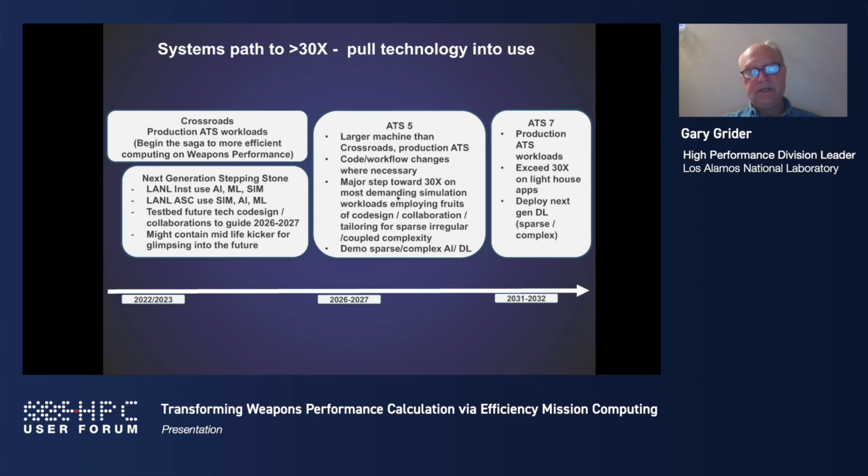Then of course there's ATS 5 and ATS 7 and larger machines that we would do, and we would hopefully do them based on what we learned from Crossroads, based on this tailoring that we're working on to try to move towards that 30x, and we'll try to demo much better efficiency with this machine and hopefully exceed the 30x by ATS 7.